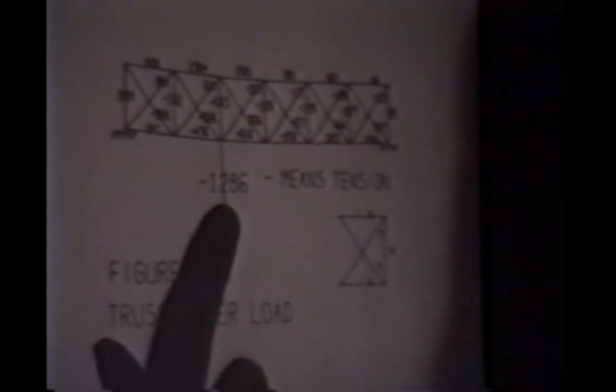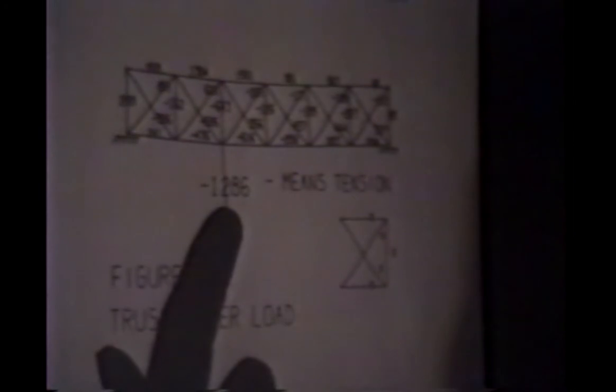And so I made a bunch of these various bridge things, fastened a couple of points down, and then pulled on them with some kind of a thing here. So negative means tension. So here's 1,286, let's say, tons pulling on this bridge, and you can see how much force there is in all of the different elements of the bridge. That was kind of fun. Here's another example.